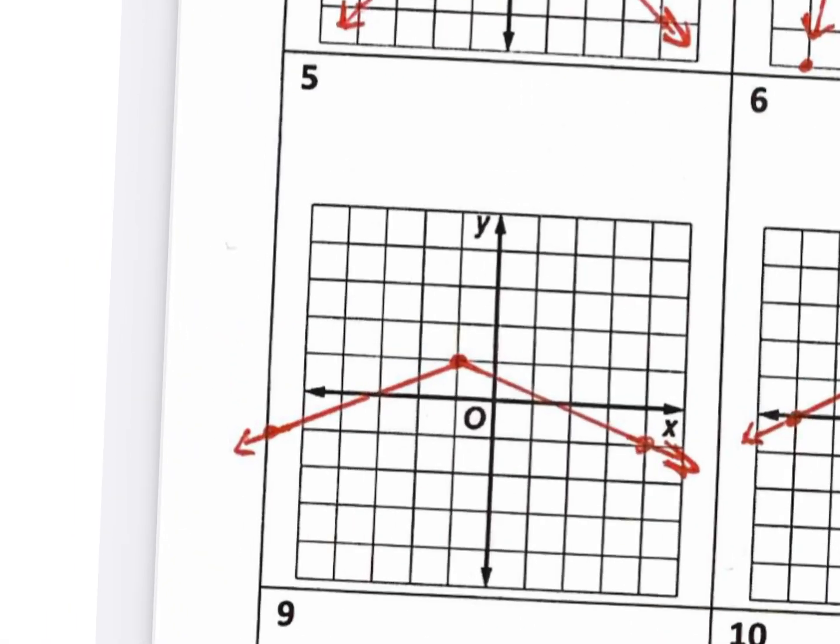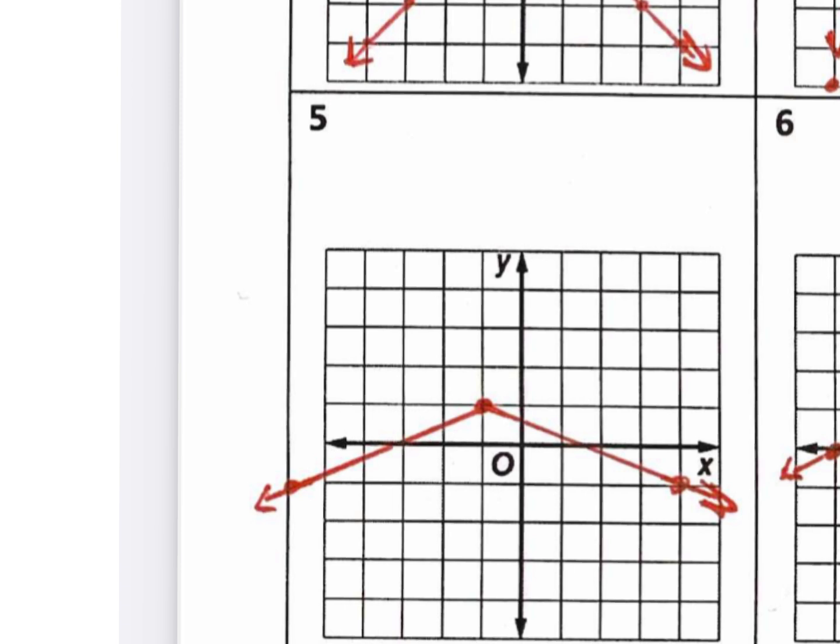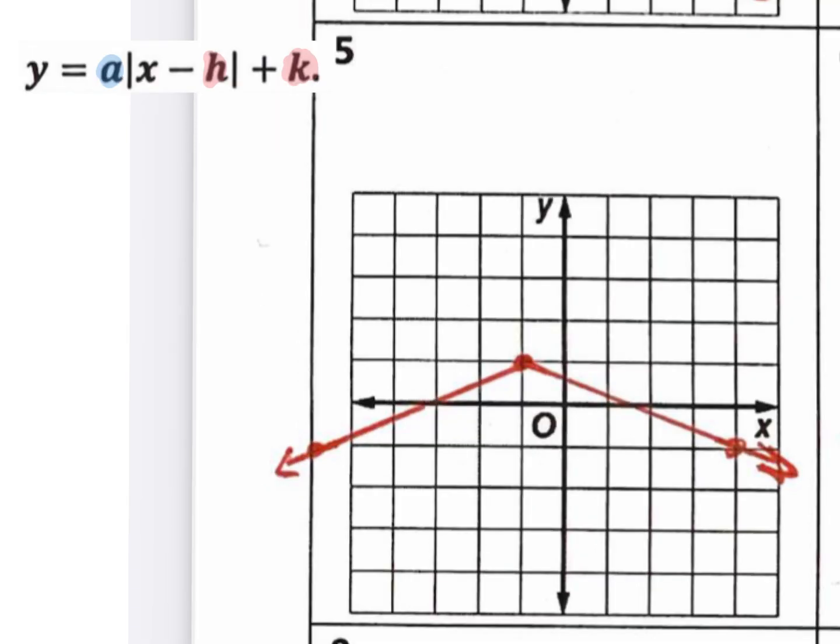Number 5. All right, so this is what we want. Y equals a, absolute value x minus h plus k. Again, I recommend rewriting it with blank spots. So you have y equals blank spot. We're going to put an a there later. Absolute value x minus blank spot. We're going to put our h there later. And then plus k, we're going to leave it blank. We're going to put a k there later.